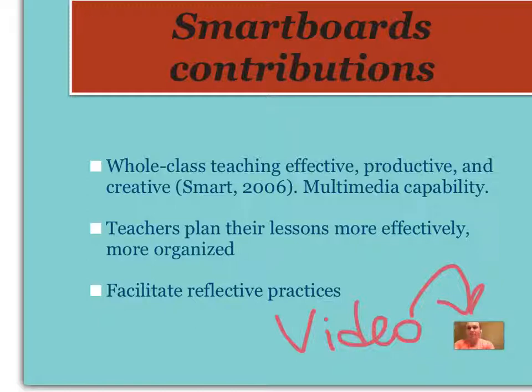Teachers could use Smart Exchange to upload lessons that they created in Smart Notebook, or they could also use other teachers' lessons on Smart Exchange. And it facilitates reflective practice, whereby teachers understand how students learn, and they can get feedback on students' learning immediately.